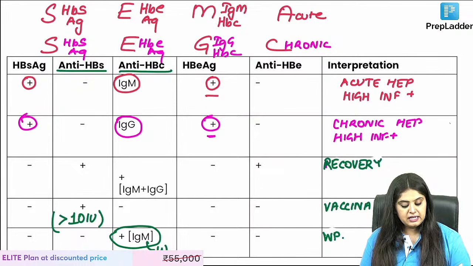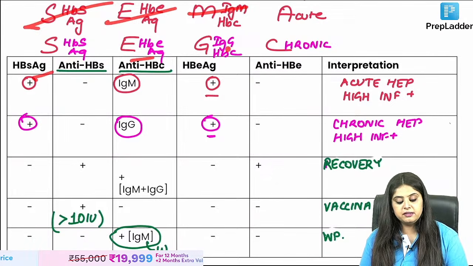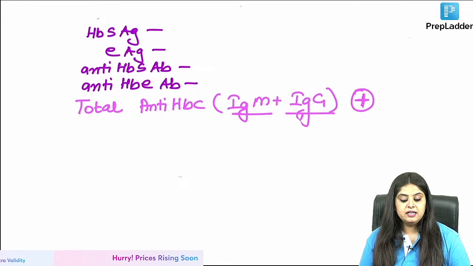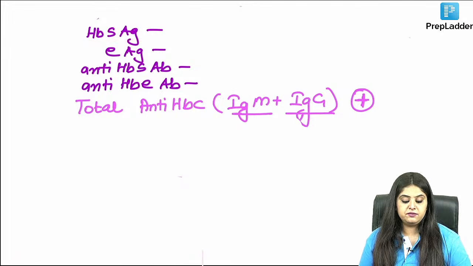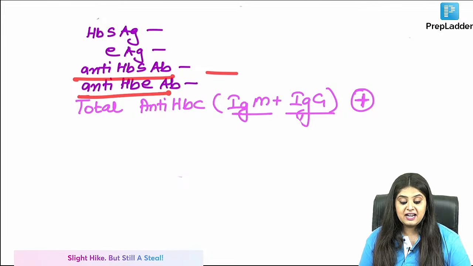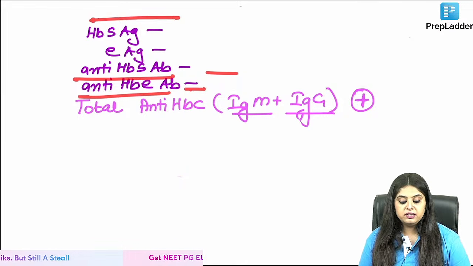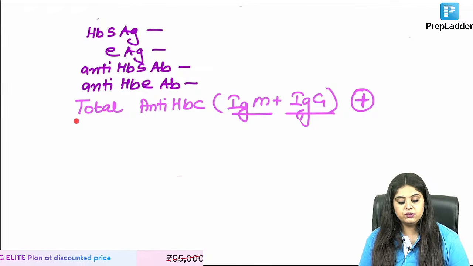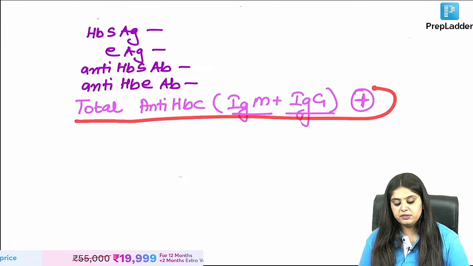We had studied all this. We were very good with SEMA, SEG-C, mnemonic, ma'am. We were very good with recovery. Then this question came, the last thing. Surface antigen negative, E antigen negative, surface antibody negative, E antibody negative. All these antigens and antibodies are coming negative. The only thing positive was total anti-HBC.